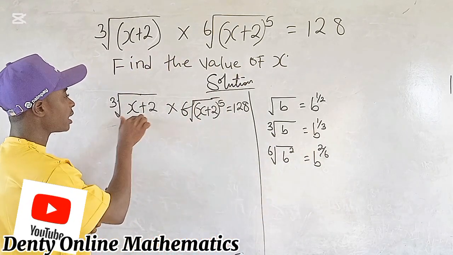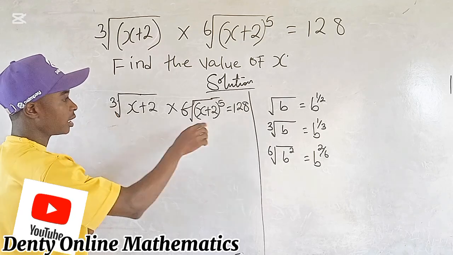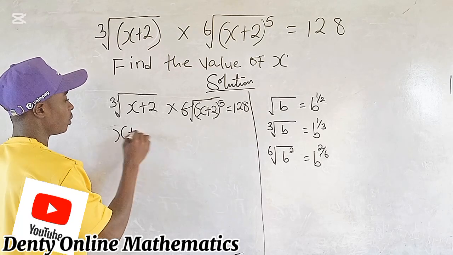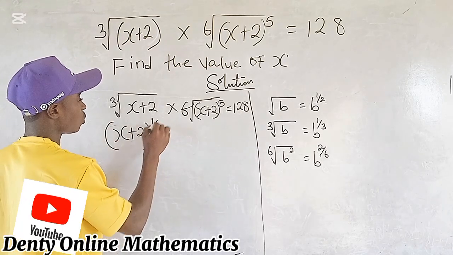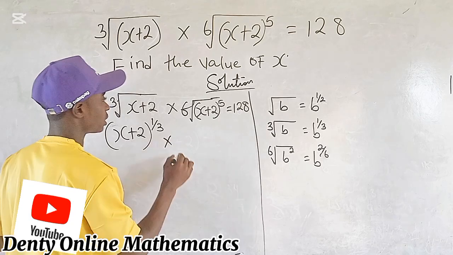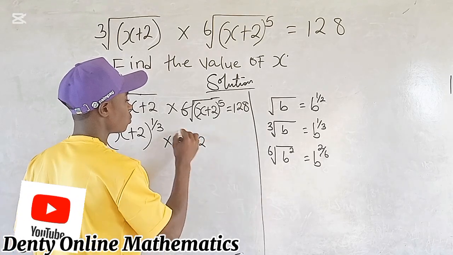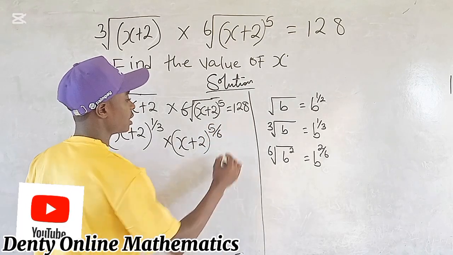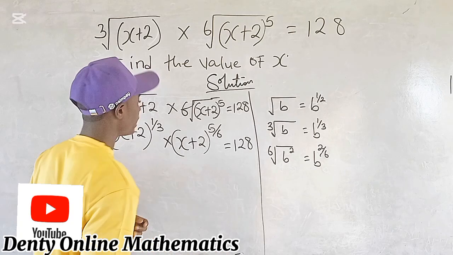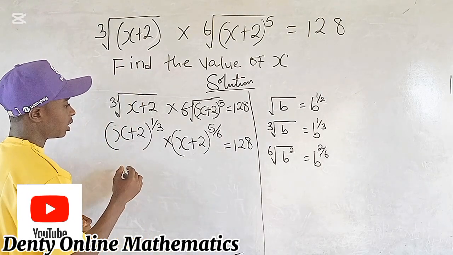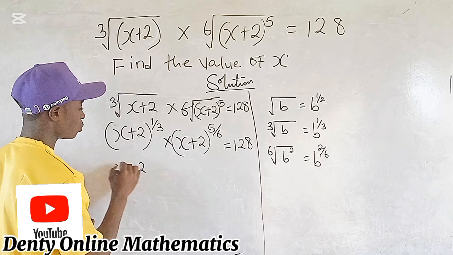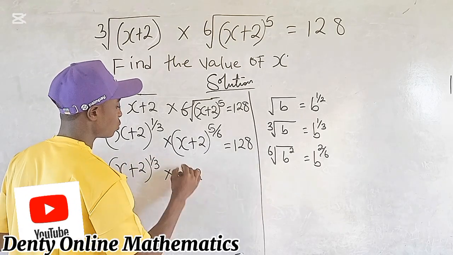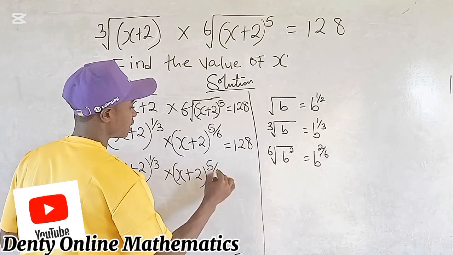Now, expressing x plus 2 in this format, this will give us x plus 2 raised to the power of 1 over 3, since we are dealing with the cube root, multiplied by x plus 2 raised to the power of 5 over 6, to be equal to 128. So we have x plus 2 raised to the power of 1 over 3 multiplied by x plus 2 raised to the power of 5 over 6 to be equal to 128.